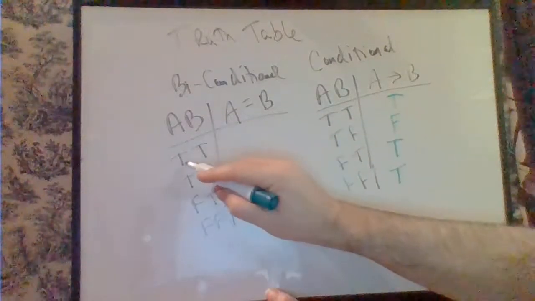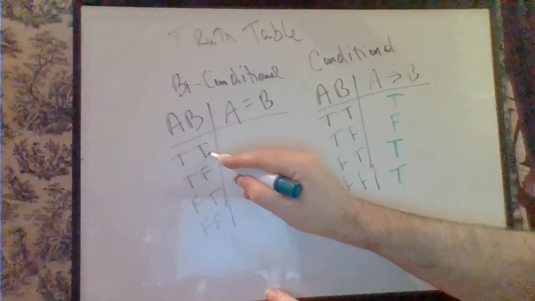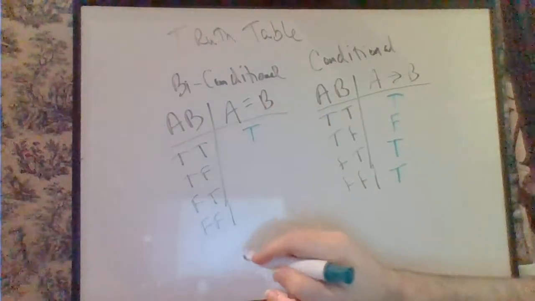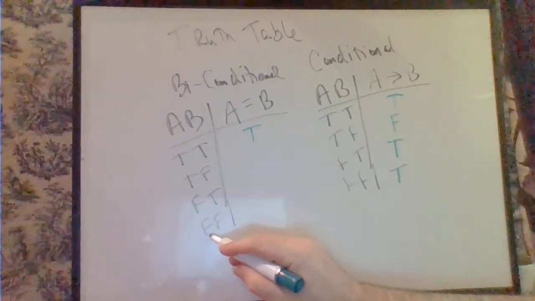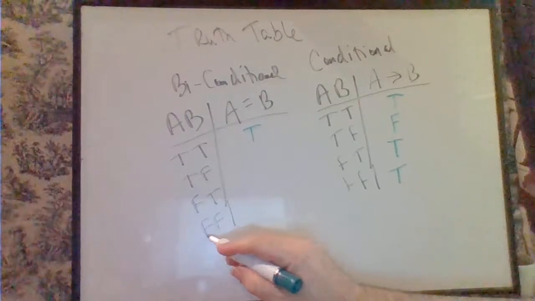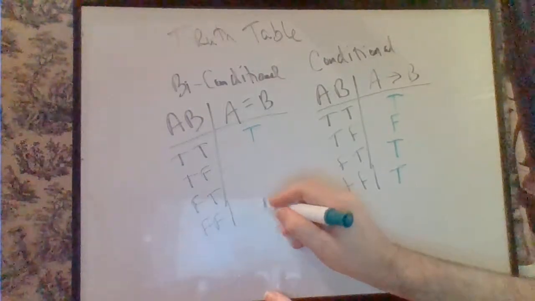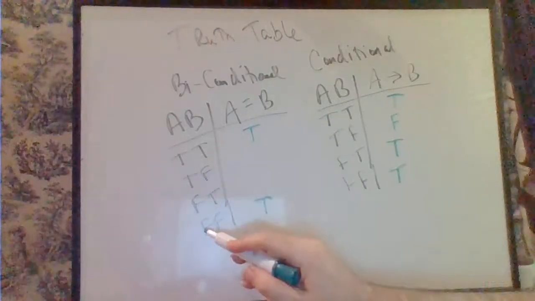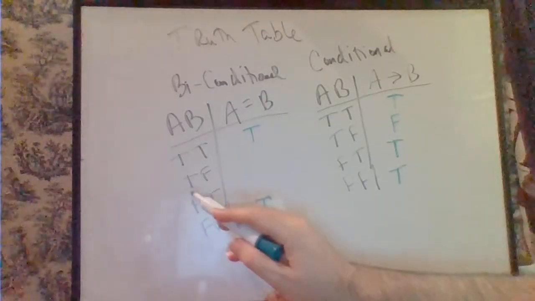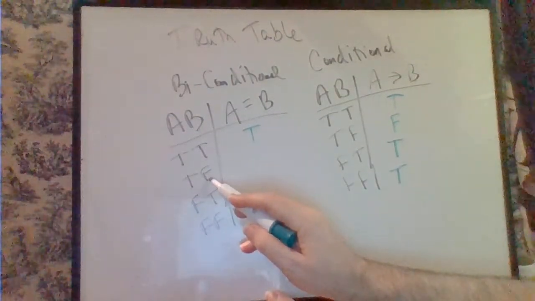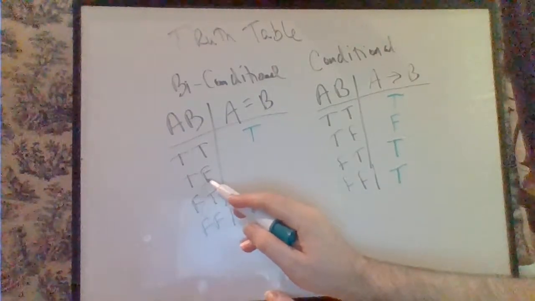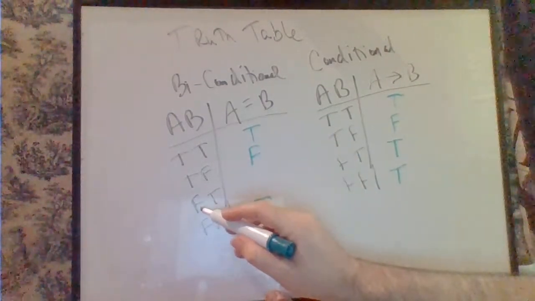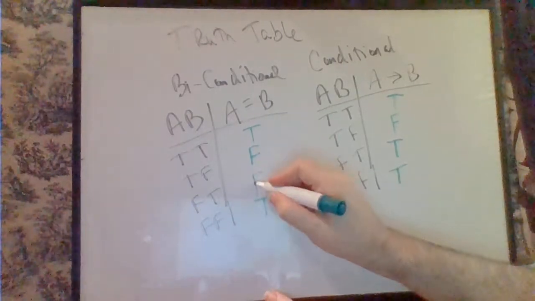So in this first world, A and B are both true, so the biconditional is true. In the last situation, they have the same truth value. They're both false, so that makes it true. If they have the same truth value, they're true. If they have opposite truth values, then they're false. So in the second one, A is true, B is false, that's false. In here, A is false, B is true, that's false.